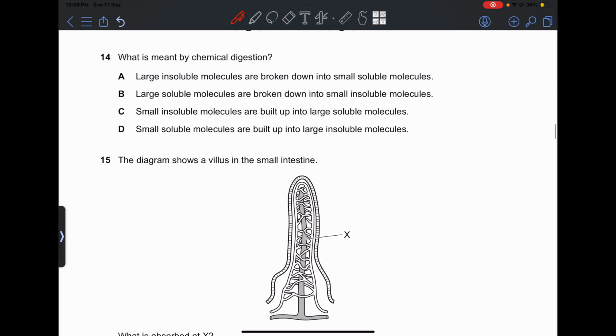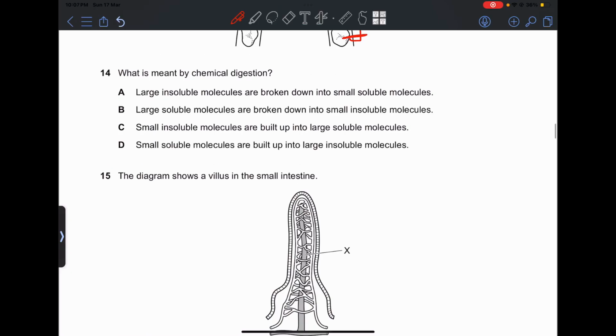What is meant by chemical digestion? Large insoluble molecules are broken down into smaller soluble molecules. This is actually a correct statement. Chemical digestion will break down large insoluble molecules, such as food molecules, and they will be broken down into much smaller molecules so that they can be easily absorbed by the cells and the blood. So our answer is going to be A.